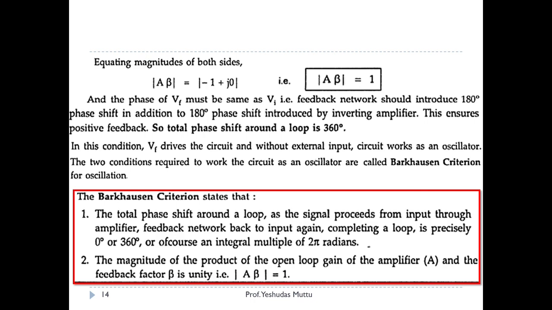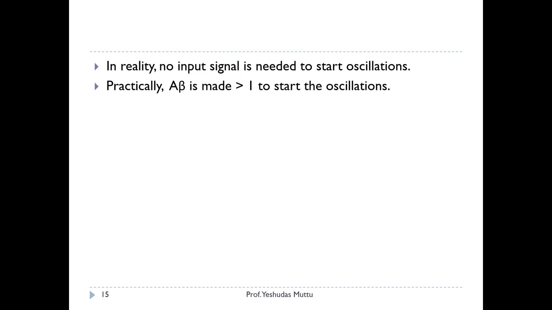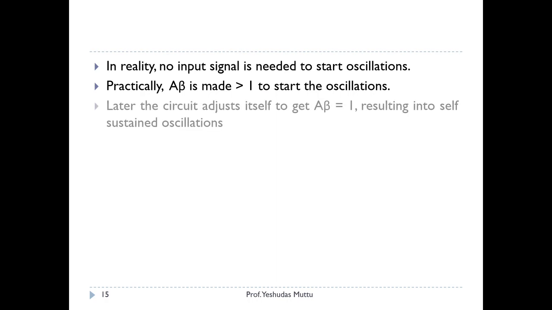This is a very important thing and it should exist in an oscillator circuit. But in reality, no input is needed to start the oscillation. So what is done practically is that initially we don't consider A beta equal to 1. We set A beta greater than 1, since A and beta are known parameters. A beta is set greater than 1 to start the oscillations initially, and later on the circuit will adjust itself and set A beta equal to 1 in order to achieve sustained oscillation.